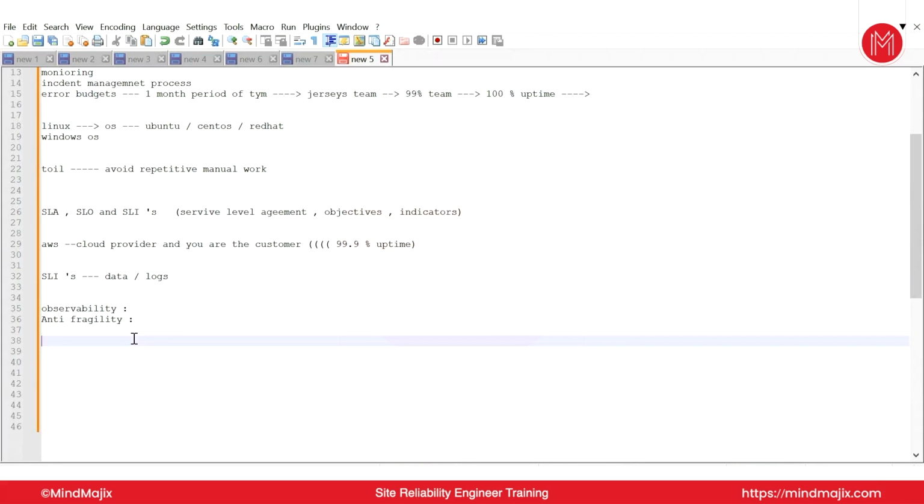When we continuously monitor, continuously automate, continuously follow up with the error budgets with the team, continuously reduce the toil work, and increase anti-fragility, we as SREs increase the reliability of the system, thereby increasing customer satisfaction, thereby increasing the revenue of the organization. You are observing how an SRE contributes to the entire system.